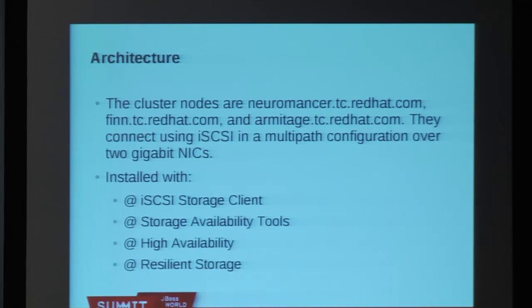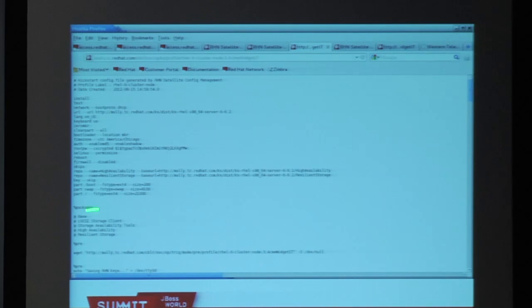The 3 cluster nodes are Neuromancer, Fin, and Armitage. They are connecting using iSCSI in a multipath configuration over plain old gigabit, 2 gigabit NICs. I installed these with the iSCSI storage client package group, storage availability tools, high availability, and resilient storage. And again, I did a very simple installation. You can see my installation groups, really straightforward, really simple.